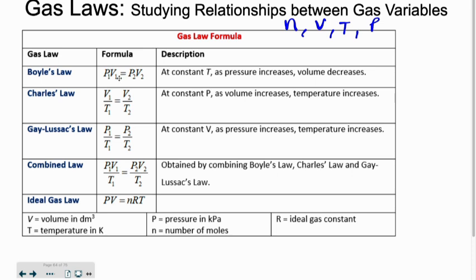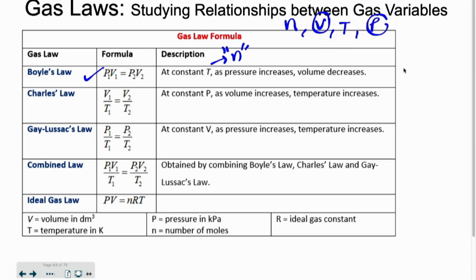Boyle was the first person to study the relationship between volume and pressure. Here's the formula for Boyle's law. It states that at constant temperature and constant number of moles as well, as the pressure increases, the volume decreases. Keep in mind that if I want to study the relationship between any two variables, I must keep the other two variables constant. If I'm studying the relationship between volume and pressure, moles and temperature must remain constant.